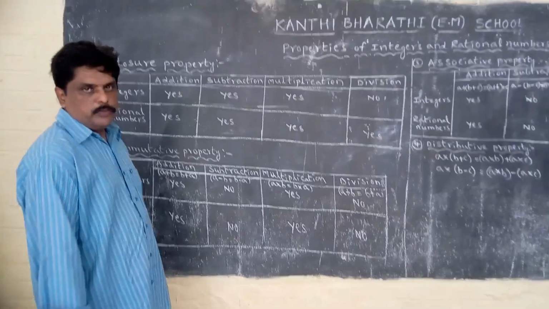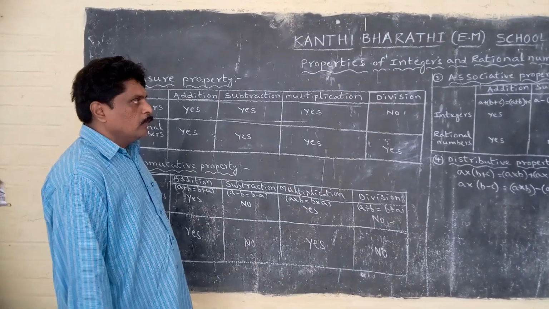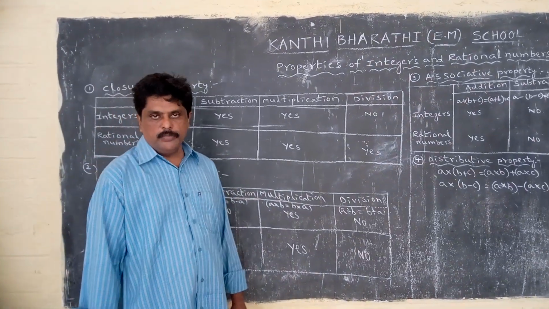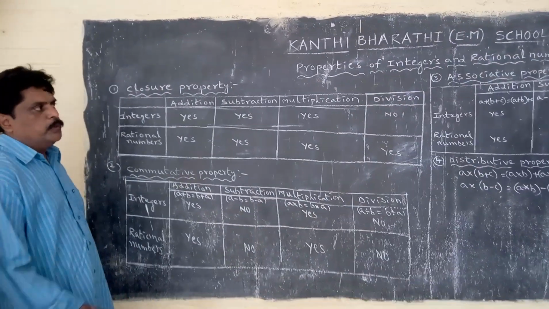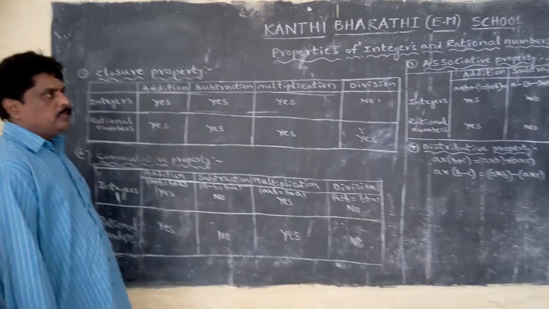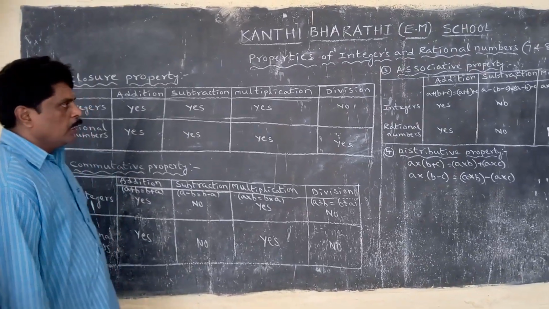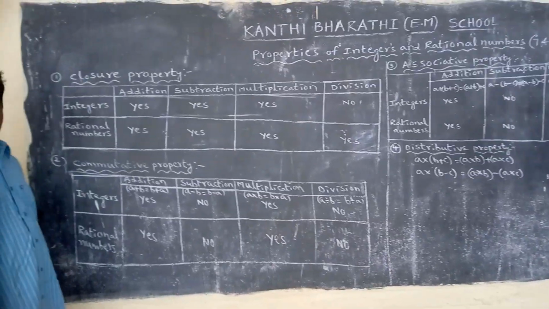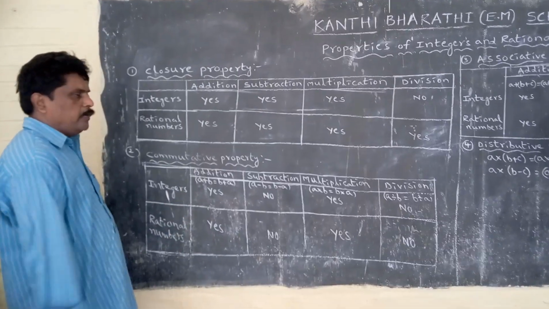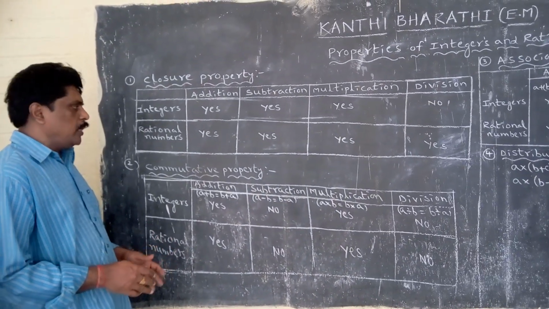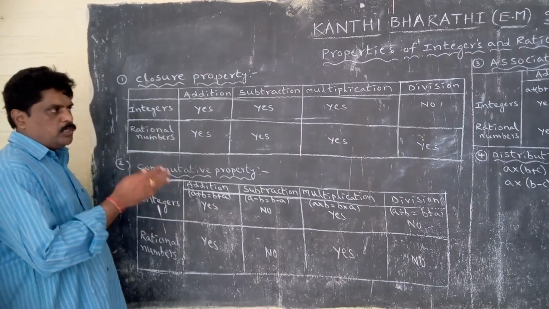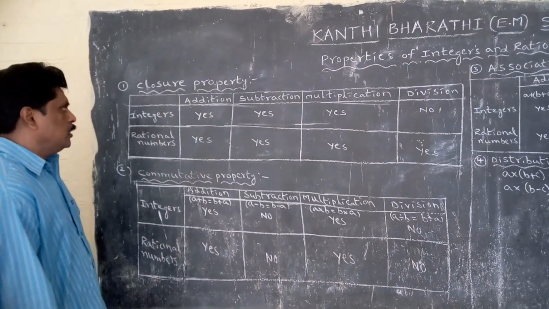I already learned about the properties of natural numbers and whole numbers. Here I have explained for you the properties of integers and rational numbers. So I already know about the properties, so I have to explain. These properties of integers and rational numbers exist in addition, subtraction, multiplication and division.